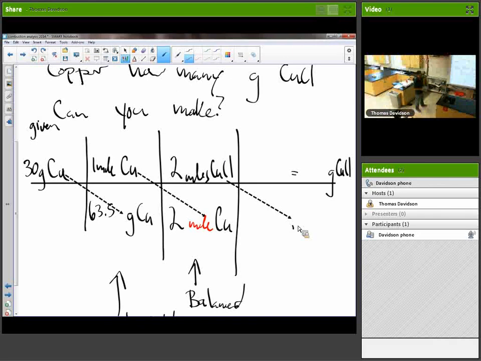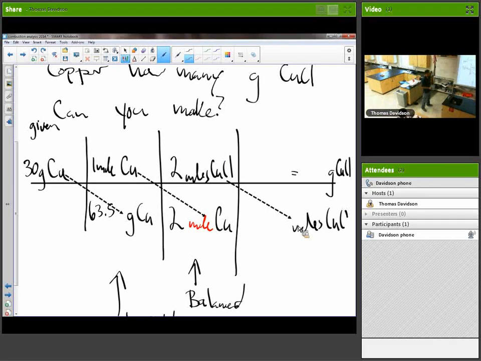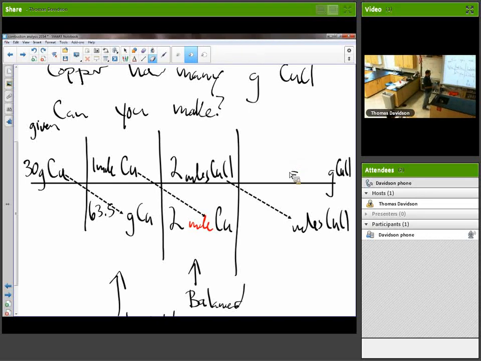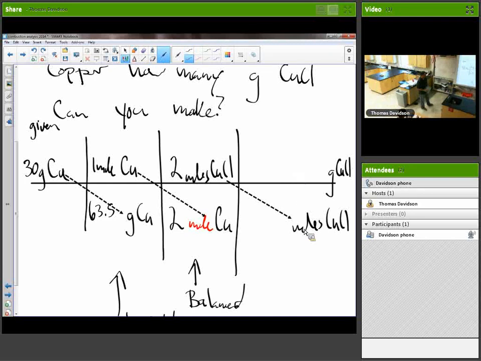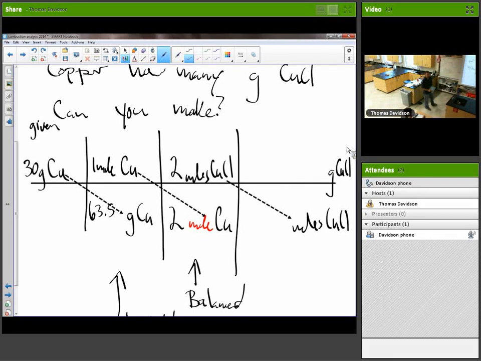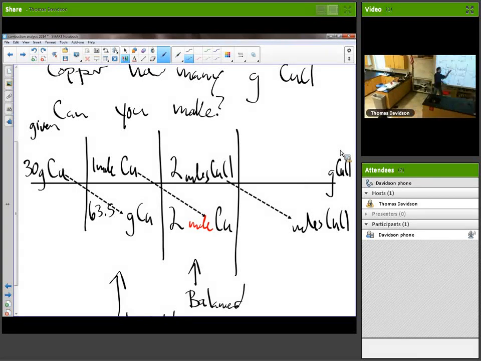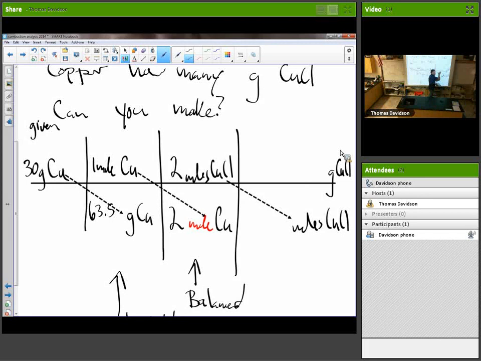All right, moles CuCl. What must be on top? Grams CuCl. I already wrote that. That's the answer, but I'll just leave it there. That's convenient. All right. Now, I want grams of CuCl in my answer, right? So that means all my proportions are lined up, and I'm ready to just do math.